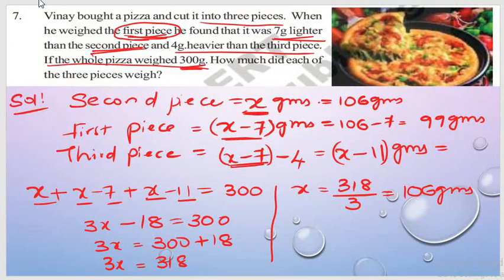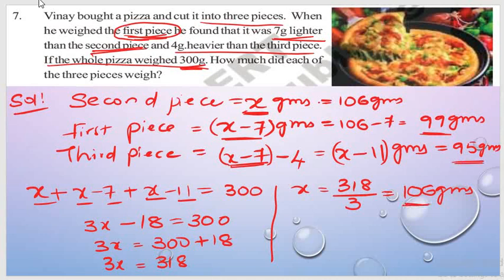So x is nothing but 106. 106 minus 11 is nothing but 95 grams. So if I add all these three, what am I going to get? 9 plus 5, 14. 14 plus 6 is 20. So the first piece is 99 grams, the second piece is 106 grams, and the third piece is 95 grams.